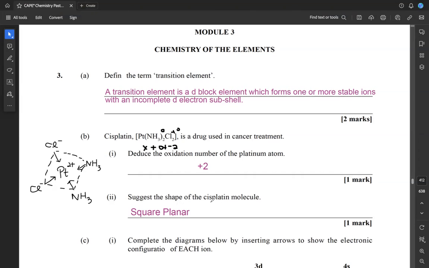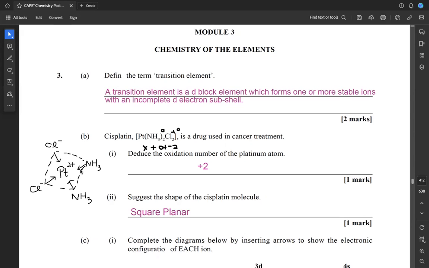Next, they're asking us to suggest the shape of the cisplatin molecule. So what I did, I did a quick sketch just to get a picture as to how everything looks. We know that there are 4 ligands in all, 2 from ammonia and 2 from chlorine. See how they're surrounding that Pt2+ atom? And so we see that there are 1, 2, 3, 4 coordinate bonds.